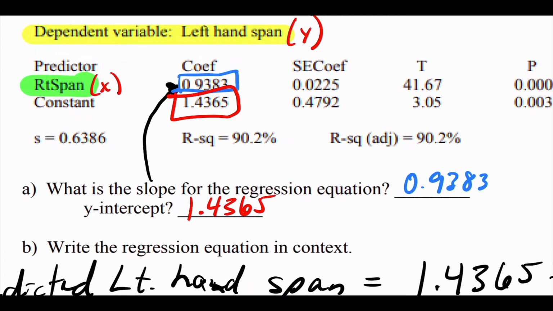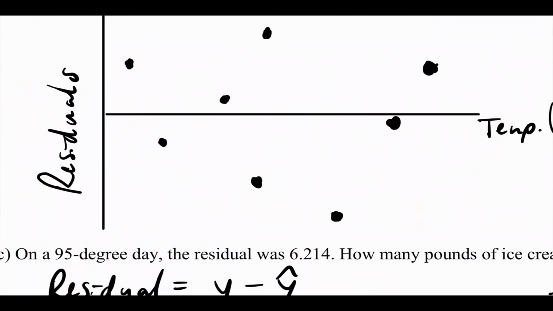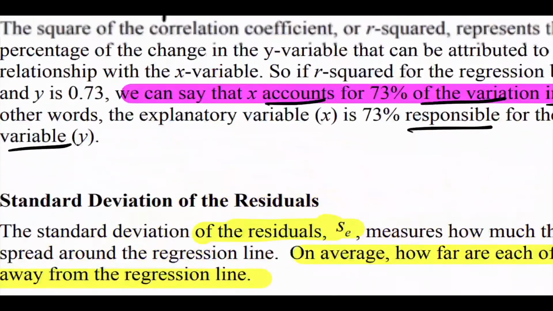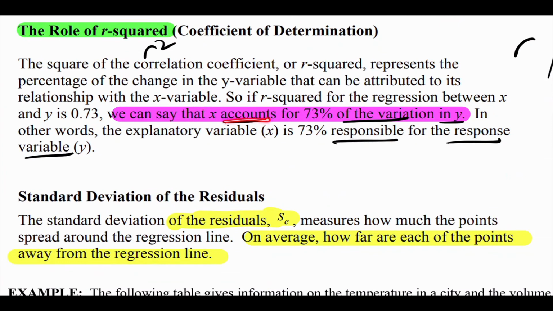Okay. The next one's r squared. R squared we talked about. It's pretty high. Remember, it accounts for the variation. So we can say that x accounts for the variation of y. In other words, the explanatory variable is this percent responsible for the response variable.